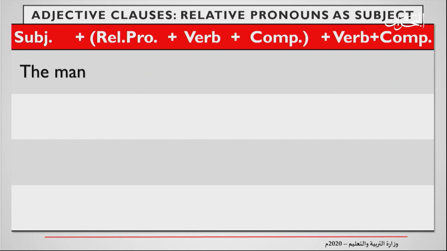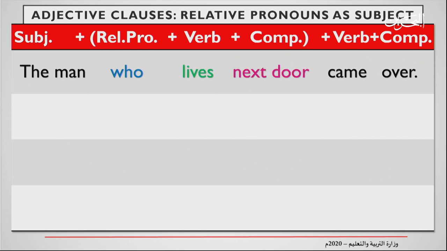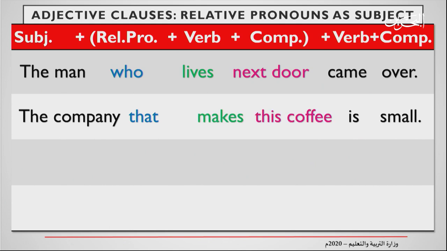So, subject, the man. The man came over. This is the main sentence. I add the relative clause. I say, who, which is a relative pronoun, lives next door. I say, the man who lives next door came over. Let's check with a different example. The company, as a subject, is small. Let's introduce a relative clause. I say that, referring to things, makes this coffee. The company that makes this coffee is small.